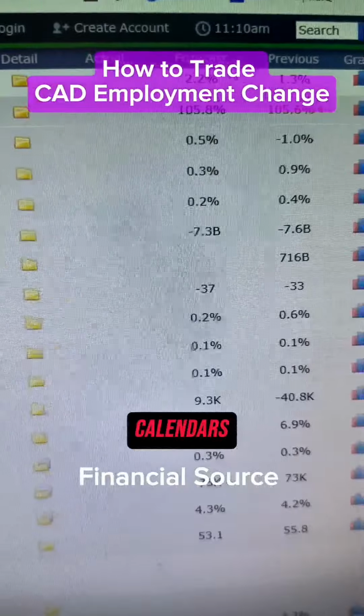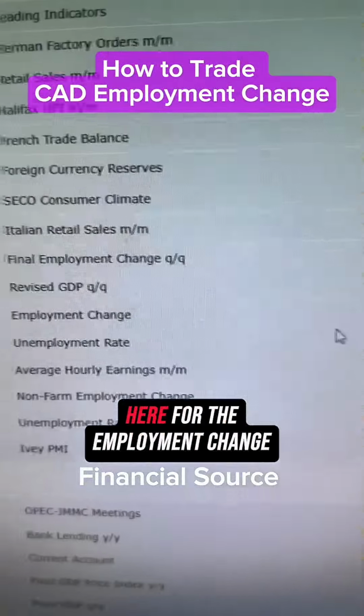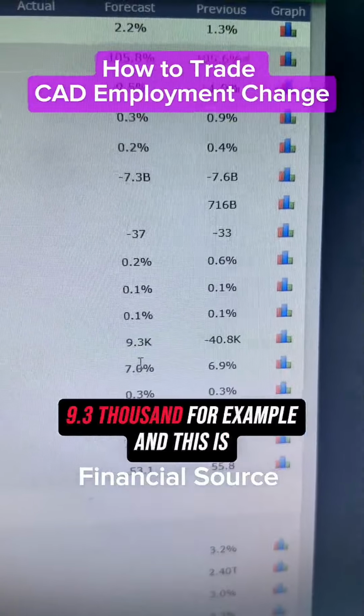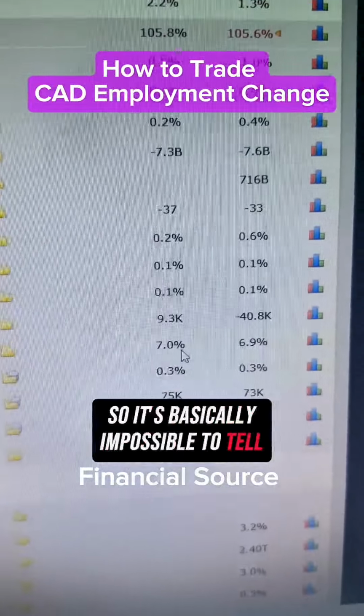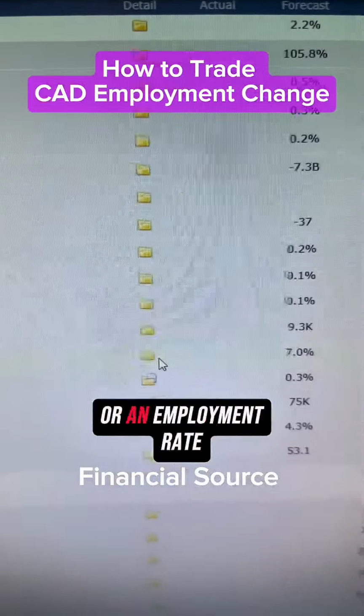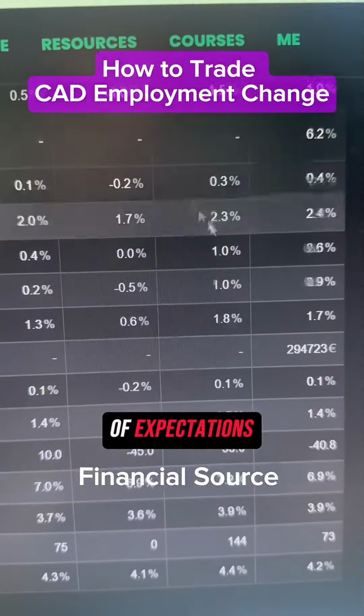Traditional free calendars like Forex Factory only give you one estimated number here for the employment change, 9.3 thousand, for example, and this is an average number. So it's basically impossible to tell what would be a shock for employment change or an employment rate. What you need is a professional calendar, which gives you the full range of expectations.